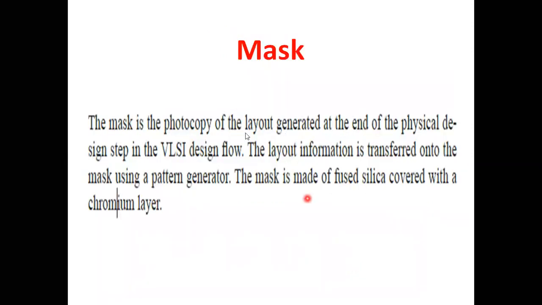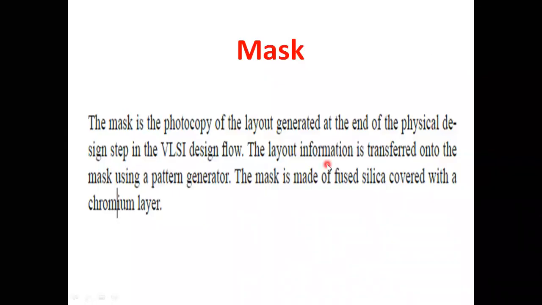That is the mask. The mask is the photocopy of the layout generated at the end of the physical design step in the VLSI design flow. The layout information is transferred onto the mask using a pattern generator. The mask is made of fused silica covered with a chromium layer. So this is also very important, that the mask is a photocopy of the layout. I hope this mask slide is clear to all of you.